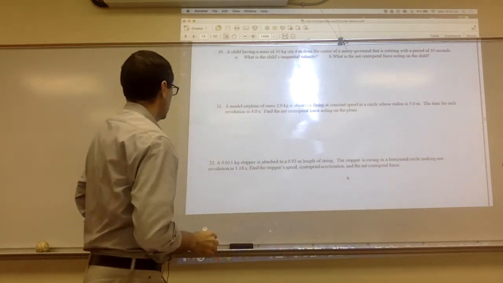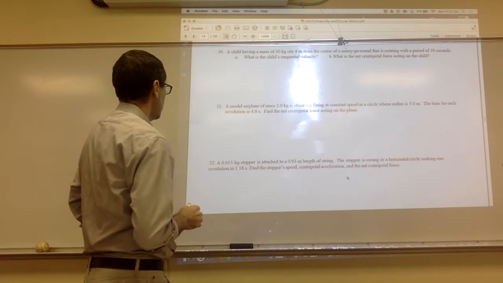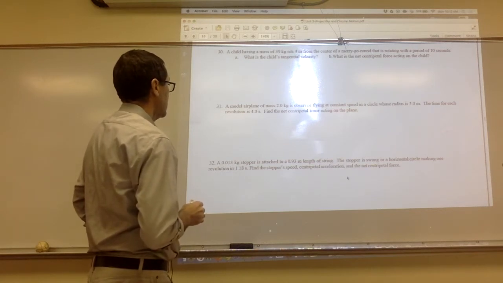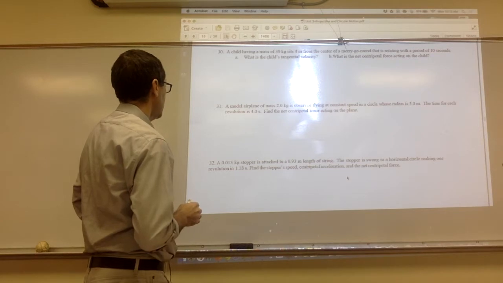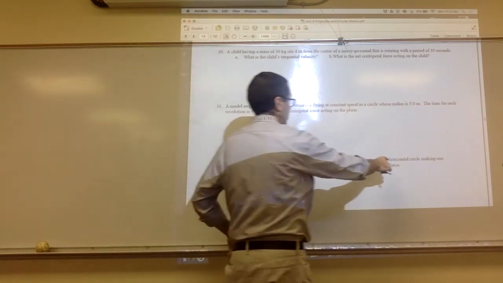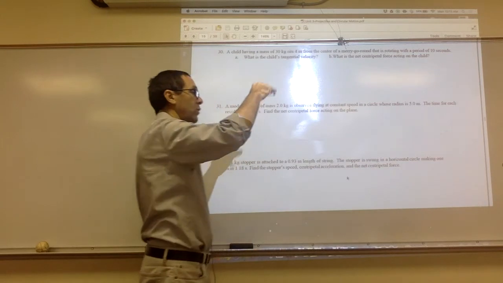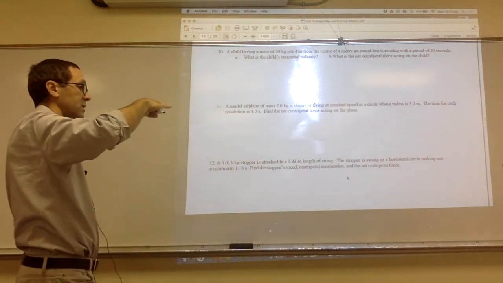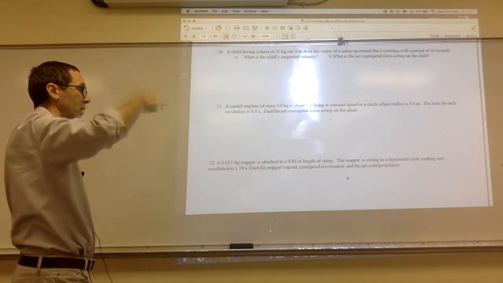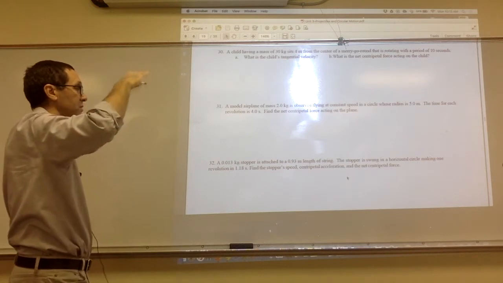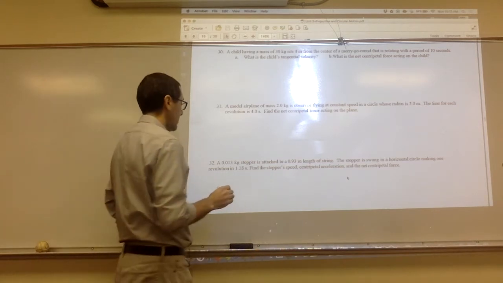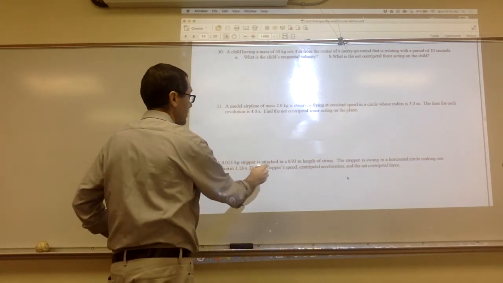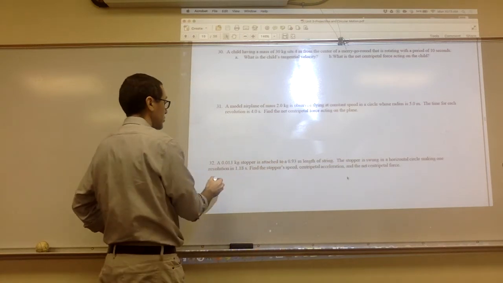All right, let's look at 32. A 0.013 kilogram stopper is attached to a 0.93 meter length of string. The stopper is swung in a horizontal circle, making 1 revolution in 1.18 seconds. Now, it's extremely hard to do a horizontal circle because the weight of the object will force the mass to drop a little bit, right? So it depends on how fast you're going. It's almost going to look like a cone instead of a circle, and we'll do this in a lab. Find the stopper speed, centripetal acceleration, and the net centripetal force.